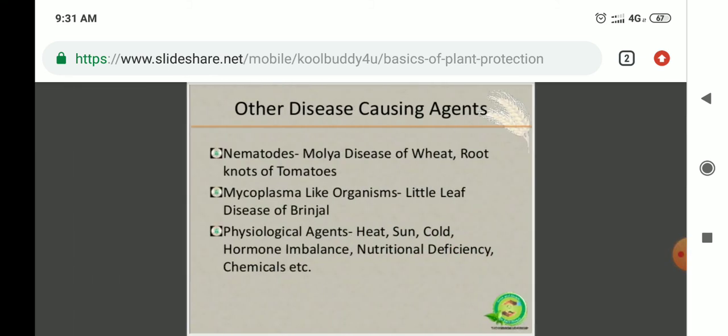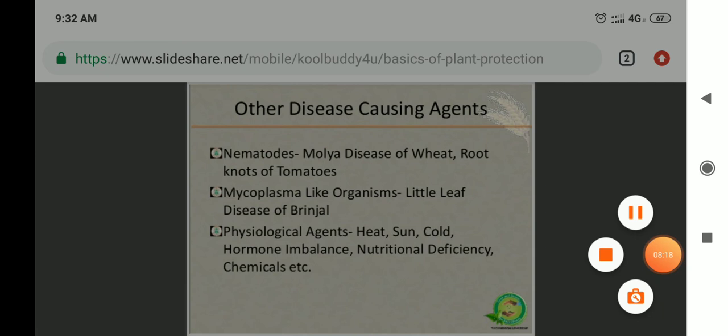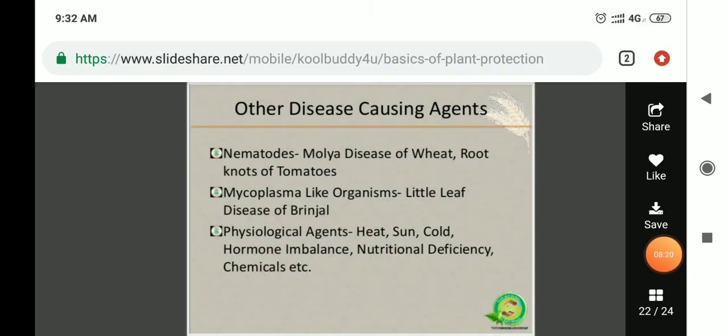Other disease-causing agents are nematodes, such as the molya disease of wheat root and knot in tomatoes, and mycoplasma-like organisms, such as little leaf disease of brinjal. Physiological agents, that is heat, sun, cold, hormone imbalance, nutrition deficiency and chemicals, are also disease-causing agents for plants.